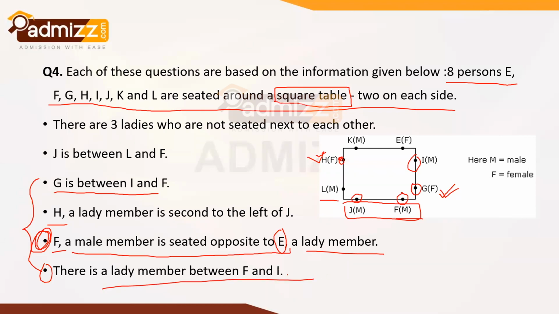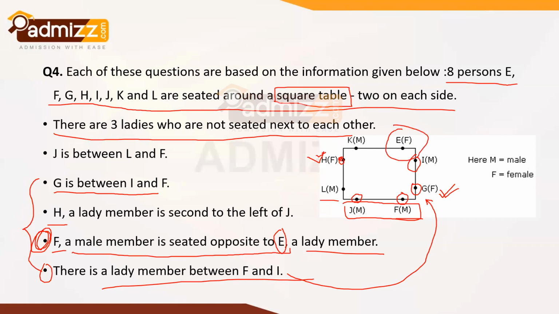So from this last hint, what we imply is that G is a lady member, because G is the only one sitting between F and I. And since no lady members are seated next to each other, E must be at this particular spot. And that directly implies that F should be right here alongside G. Because had we rotated this figure one step right here or one step right here, then F would not have been opposite to E, and all the hints would not have been satisfied.